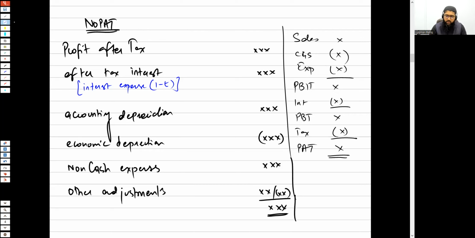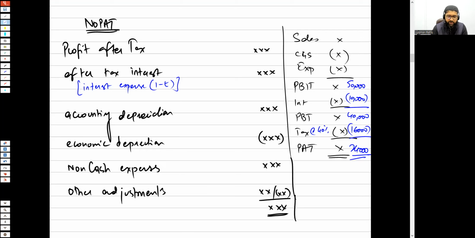Now, what are we doing? Let's say this was 50,000, and this was 10,000. So you had 40,000 PBT, the tax was at 40%, let's say. So this was 16,000. This actually gives you 24,000. Now let's try to understand something.